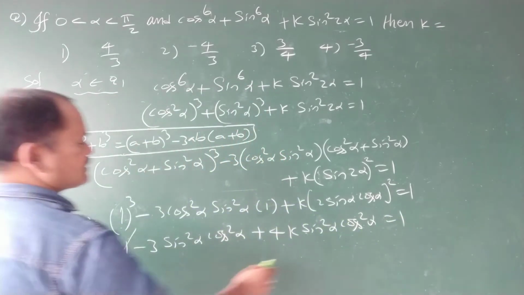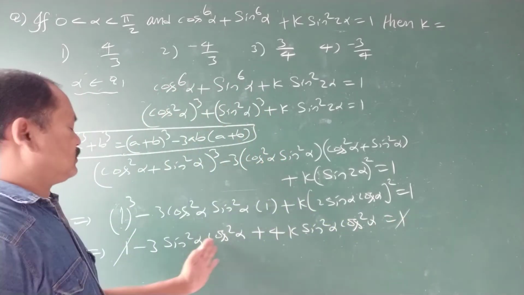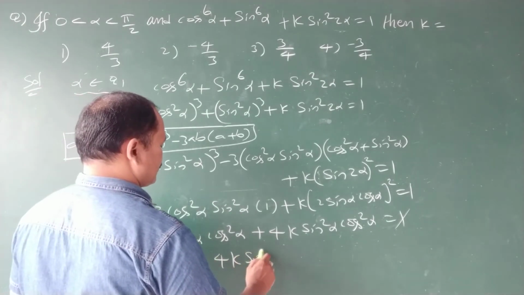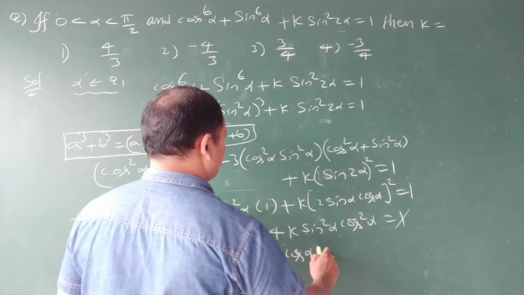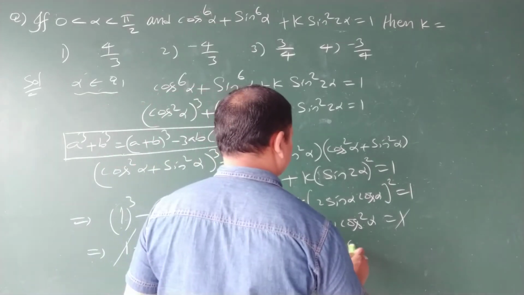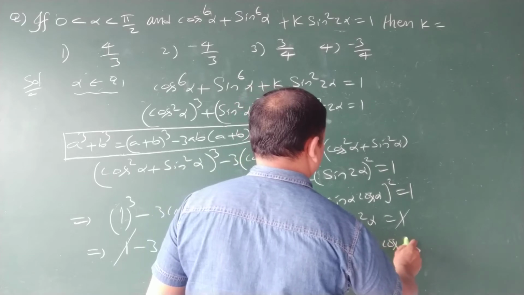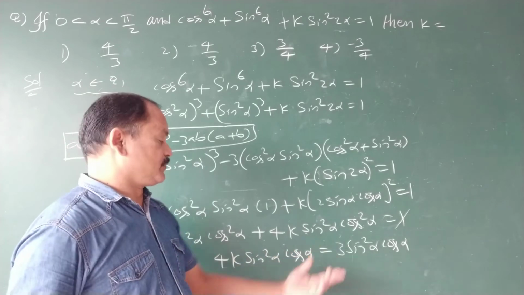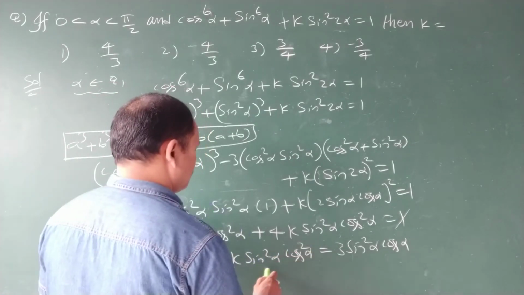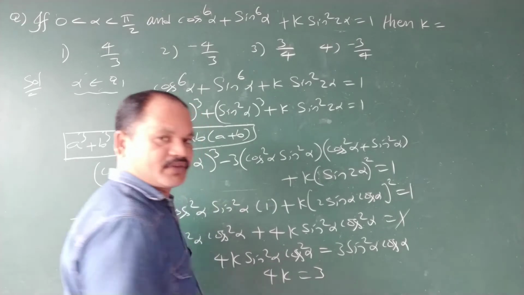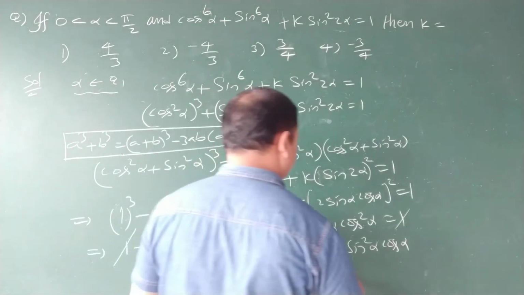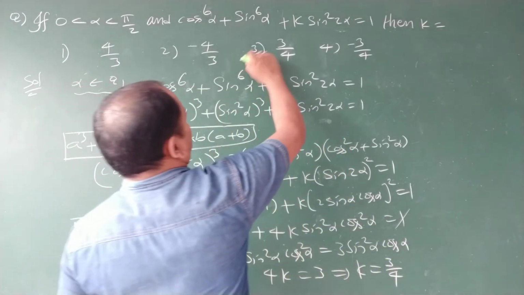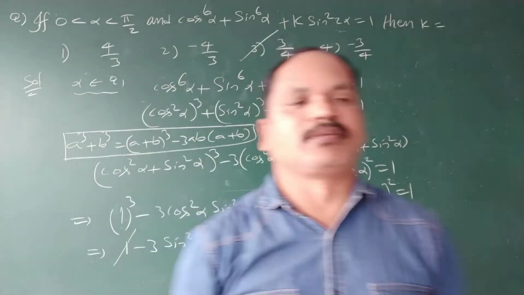Now 1 gets cancelled. Shifting this to that side, 4k sin square alpha cos square alpha is equal to 3 times sin square alpha cos square alpha. Since sin square alpha cos square alpha is not equal to 0 on both sides, 4k is equal to 3. From this, k is equal to 3 by 4. That is the third option. That's all. Now we are going to one more question.